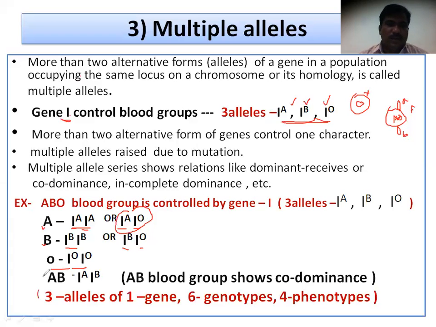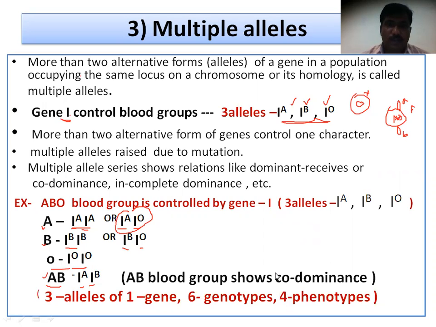Then, in case of AB blood group, basically three alleles are there. Whenever these two alleles, IA and IB, come together, they form the AB blood group because they produce A antigen and B antigen on the surface of a red blood cell. So they are equally expressed. So the blood group AB shows codominance. Why does blood group AB show codominance?